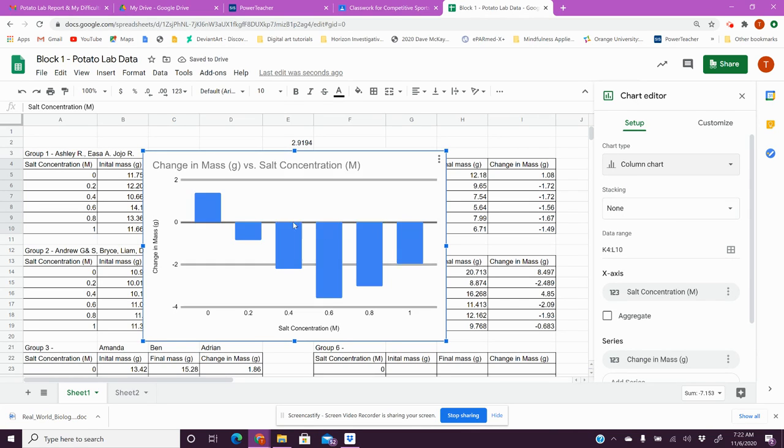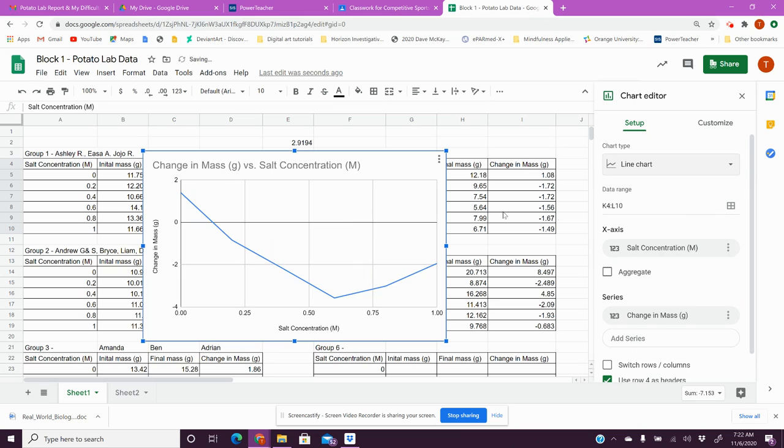The reason you might want to do a bar graph is because it's not necessarily over time. So usually line graphs are over time. However, by using a line graph, I'm able to see where the line intersects at 0. And remember, for the potato lab, where it intersects at 0 tells me that osmosis is dynamically taking place where there's not going to be a change in mass. And that tells me that there's that much salt in the potato.